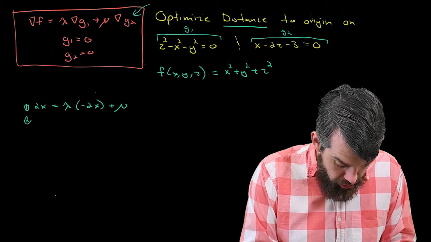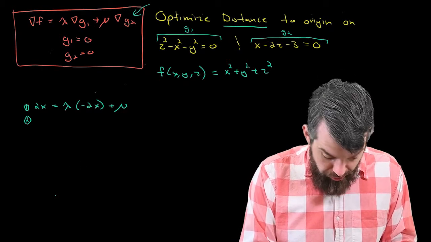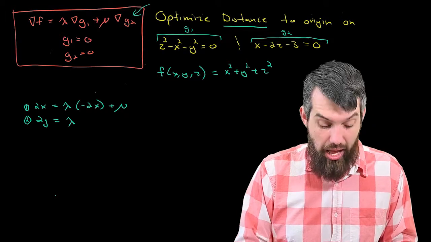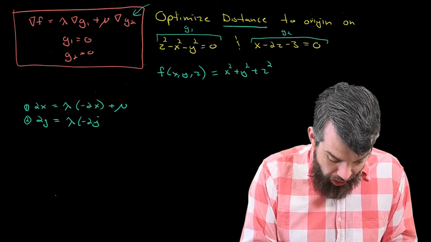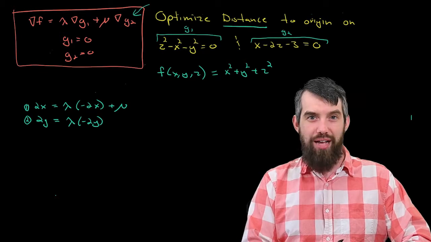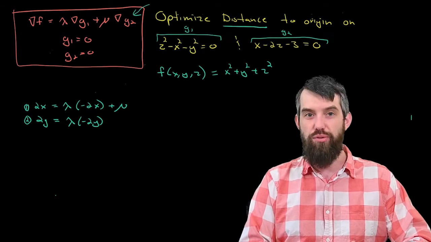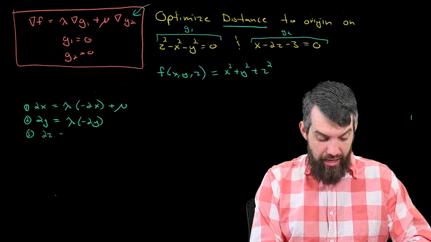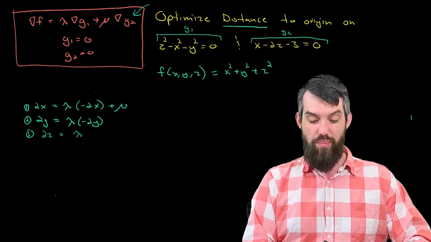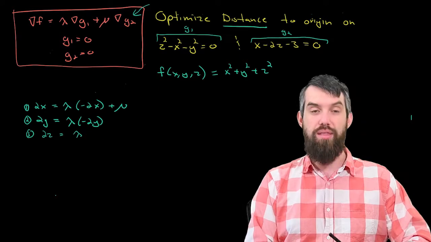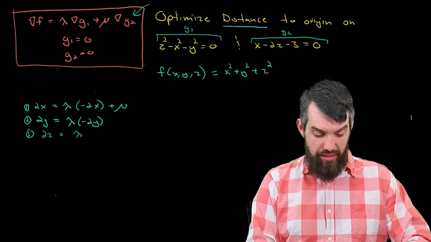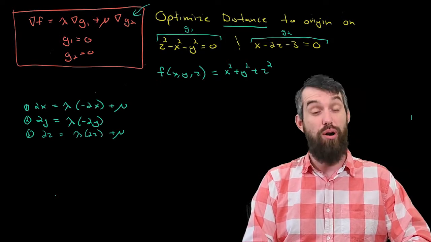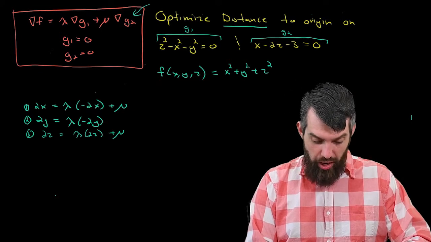Okay, equation number 2, I want to take the partial derivative with respect to y now, so it's going to be a 2y. This is lambda times a minus 2y. And then there's actually no y's at all in the g2, so there's nothing in terms of the mu. Then for my third equation, I'm going to have a 2z is lambda times the partial derivative of g1 with respect to z, which is 2z. Then I add mu times the partial derivative with respect to z of the g2, which looks like a minus 2.